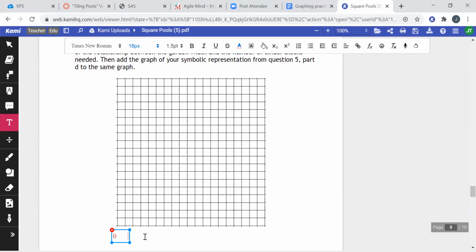0, 1, 2, 3. Oops. Now notice, I am very carefully making sure that the numbers are the same distance apart. So right now I'm counting 1, 2, 3 lines over for each number. 1, 2, 3 lines, 1, 2, 3 lines.